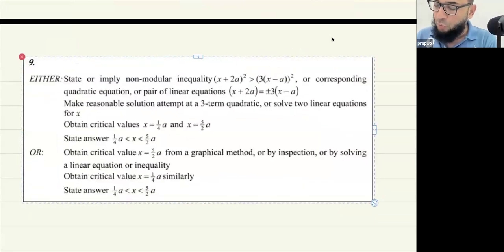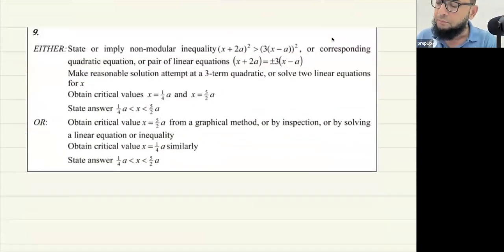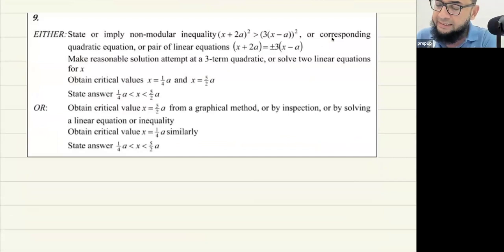Okay, now what are they saying? They are saying state or imply non-modular inequality or corresponding quadratic equation or pair of linear equations. That means the plus on the left, plus on the right; negative on the left, negative on the right; plus on the left, negative on the right; negative on the left, plus on the right. That's the concept of modulus. I think we will just stick with this thing, the squaring thing.